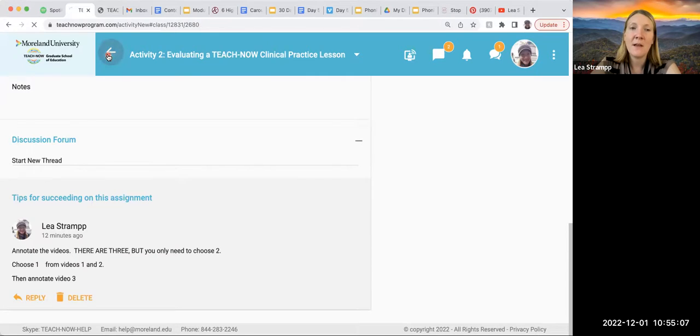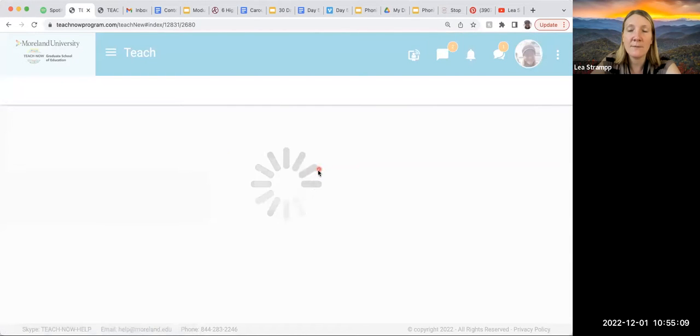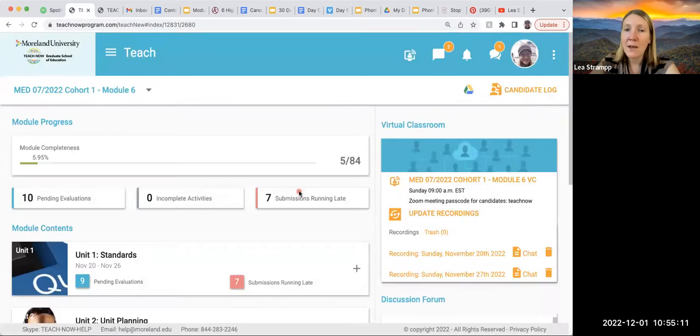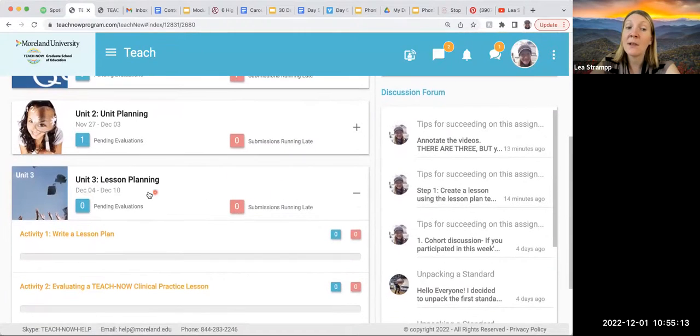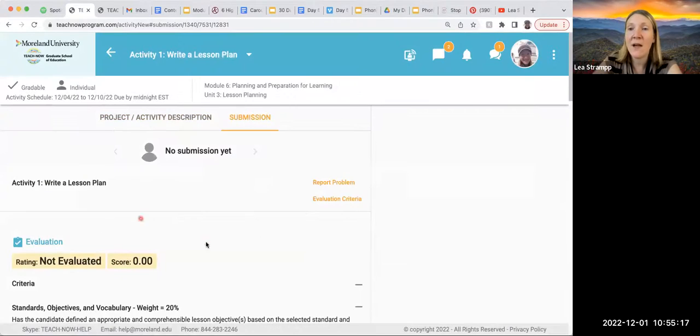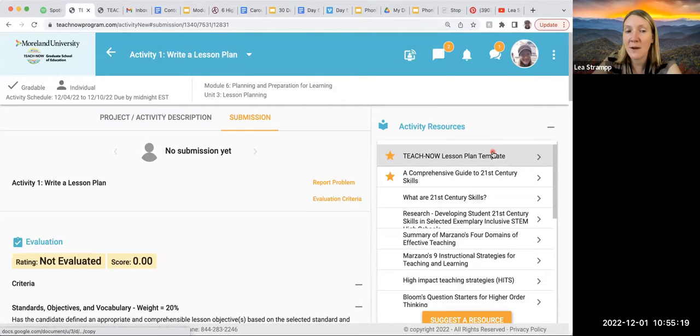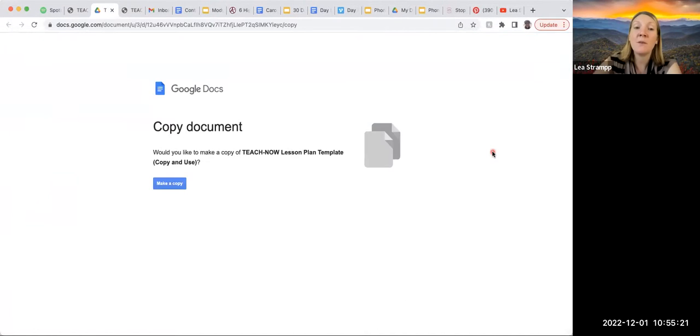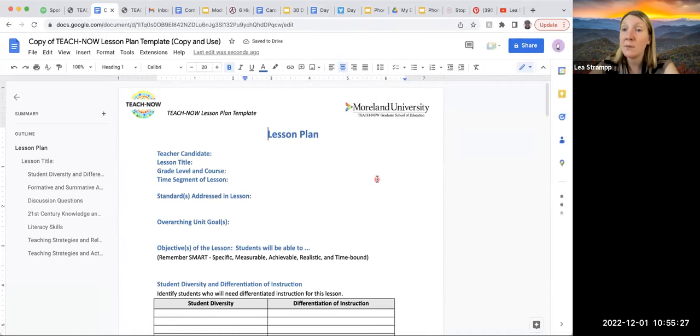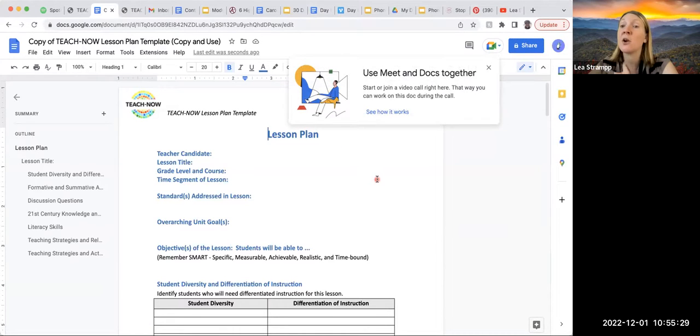All right, let's take a look at activity 1. Activity 1, we are going to dive into our lesson plan template. This lesson plan template, which you can find in the activity resources right here, this is the template you're going to be using all through module 8 as you complete your clinical practice and create a lesson plan for each of the lessons that you're going to video record in module 8.